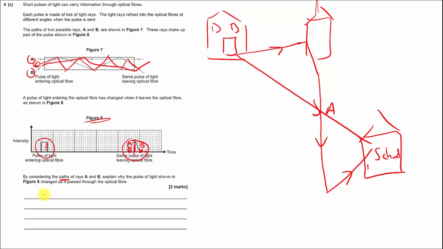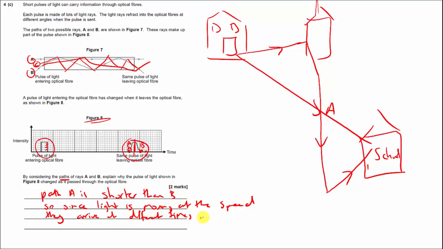So what I'd be writing here is path A is shorter than B. So since light is moving at the same speed, they arrive at different times. Making the pulse more spread out. Spread out in time.